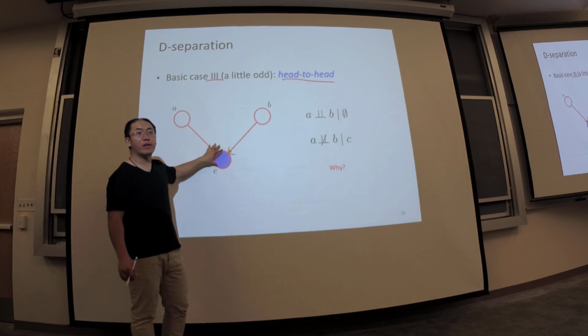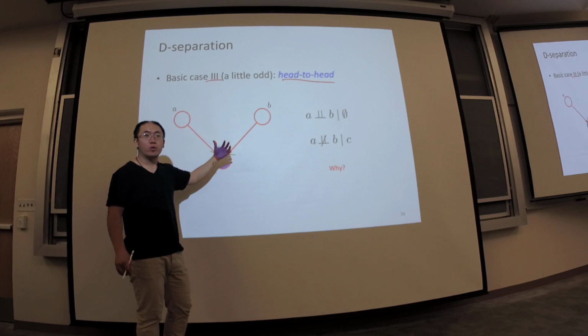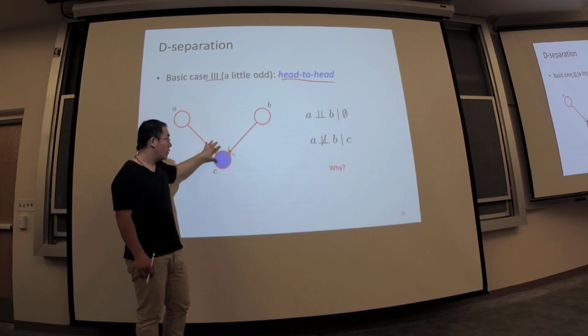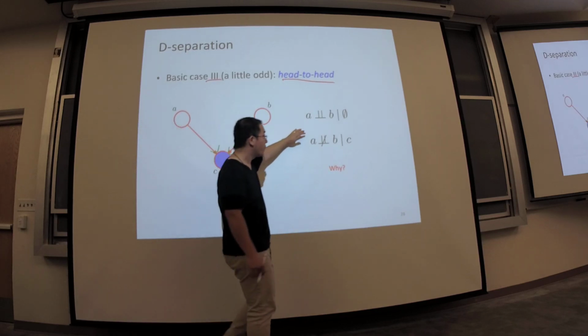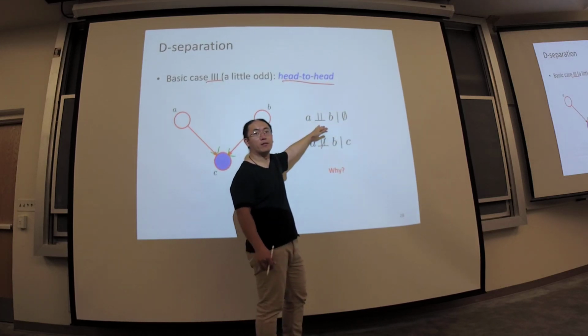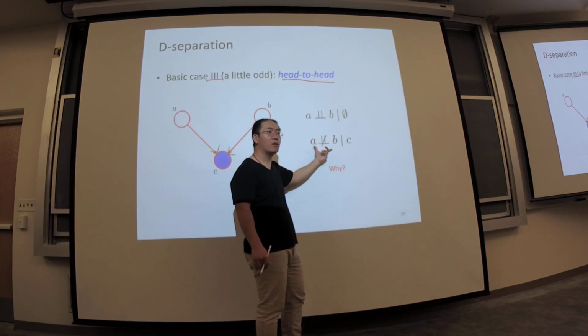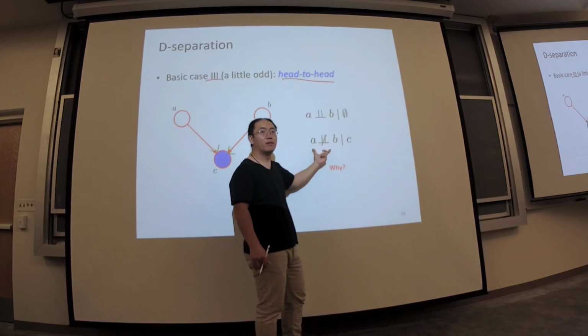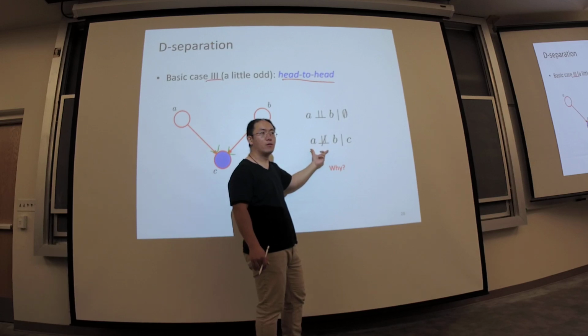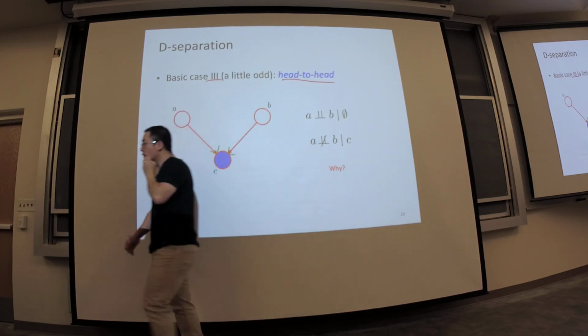But the conclusion on this basic structure is contradictory to the previous cases. Basically, from this structure, what we can conclude is that if C is not observed, then A and B are independent. If C is observed, then A and B are not independent. It's just different, right? How do we see this?